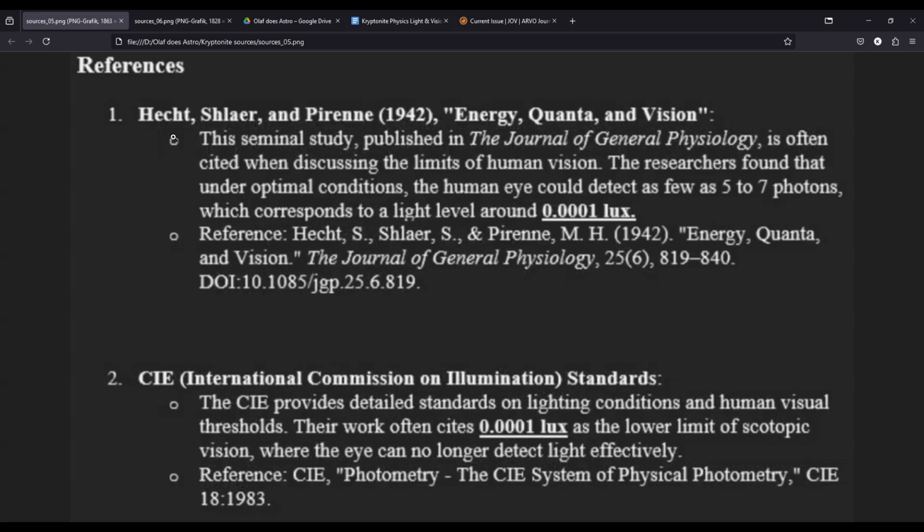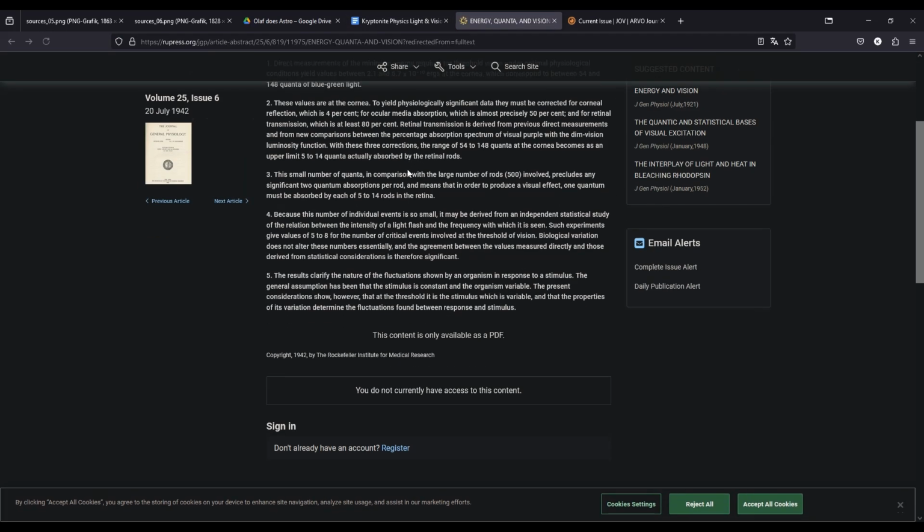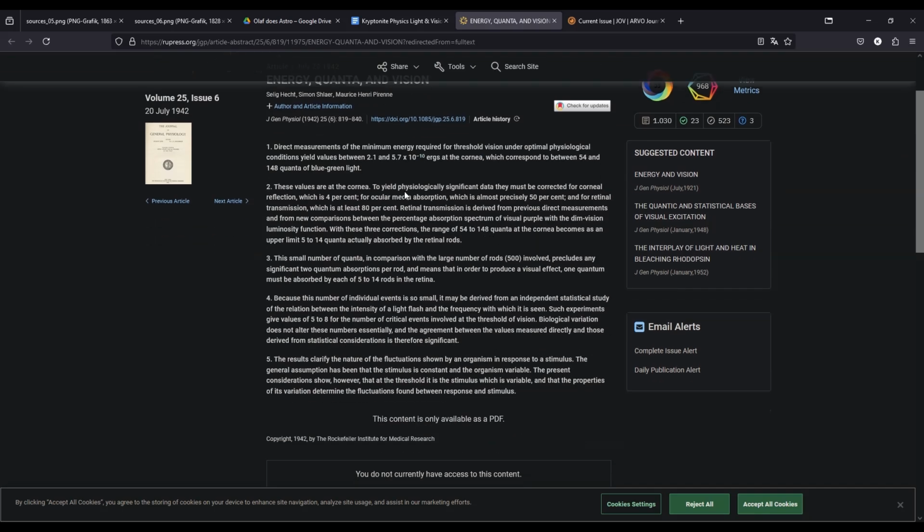Now the next reference here we have Hecht, Schlaer and Pirenne from 1942, quite an old paper, Energy, Quanta and Vision, and would you believe it, it actually exists. I have it right here. I read through the article, and the interesting thing here, which I will use later against Chris as a matter of fact, is direct measurements of the minimum energy required for threshold vision under optimal physiological conditions, with values corresponding to between this many photons and this many photons.